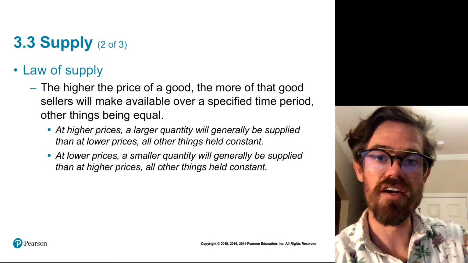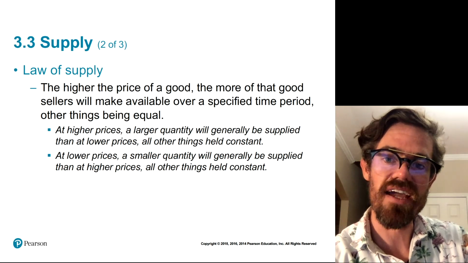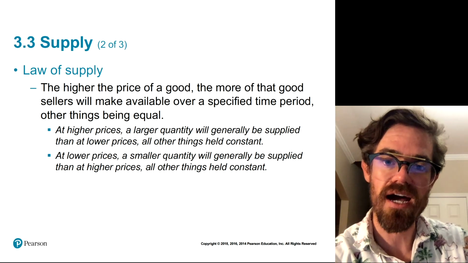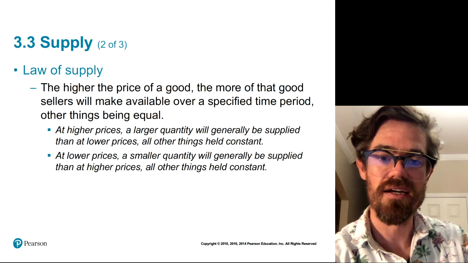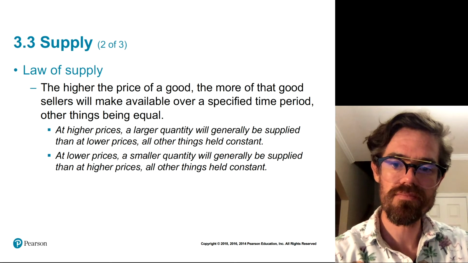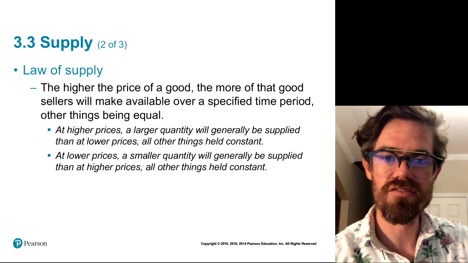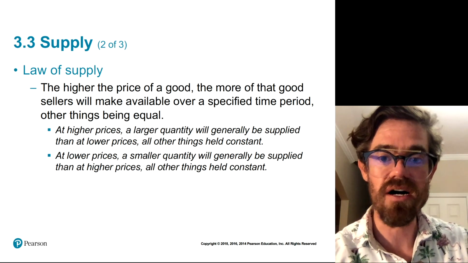In order to motivate firms to supply a higher quantity of goods, they have to receive a higher price. So that's the intuition there. They have to be motivated by being able to sell at a higher price in order to get them to supply a larger quantity supplied. So that's the law of supply. And since it's a positive or direct relationship, it basically means that our supply curves will have a positive slope.